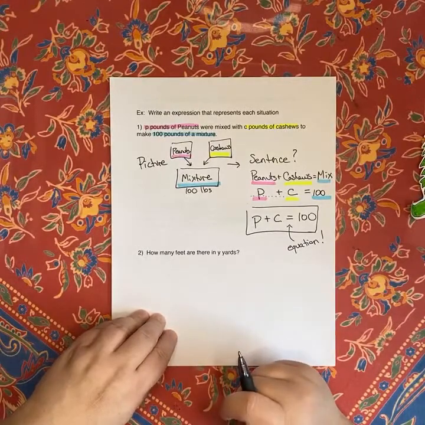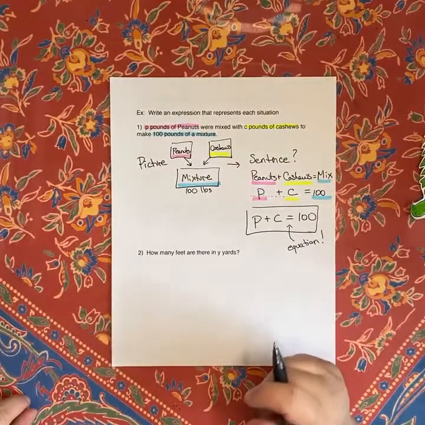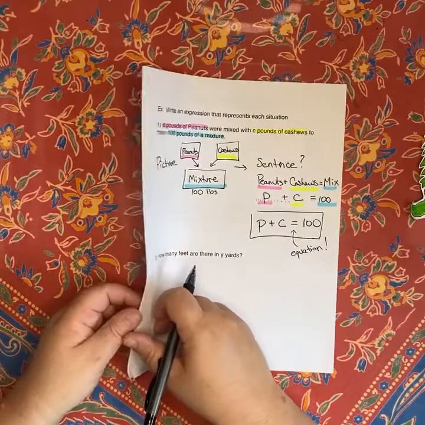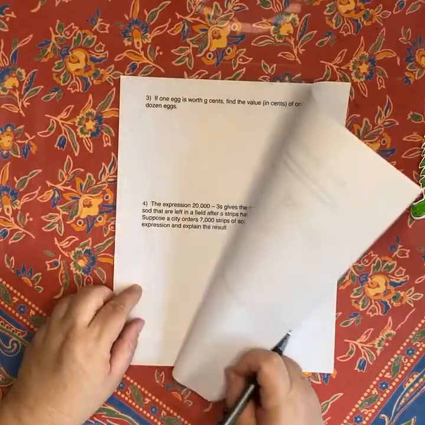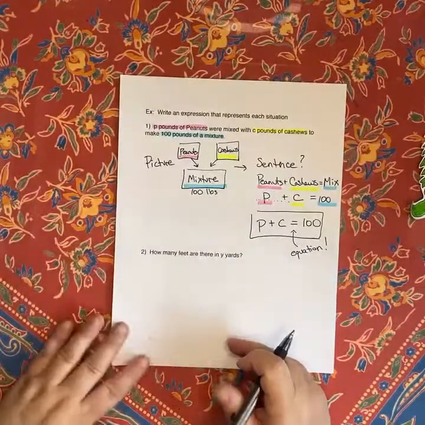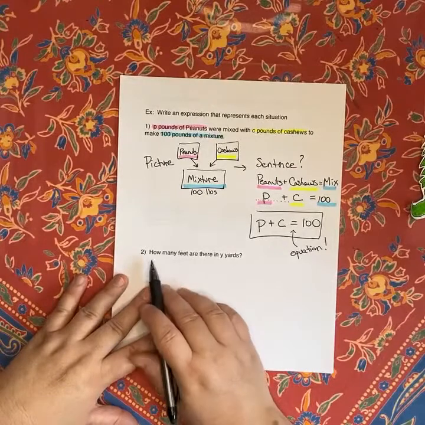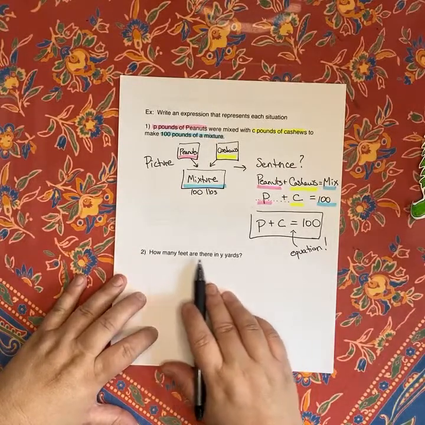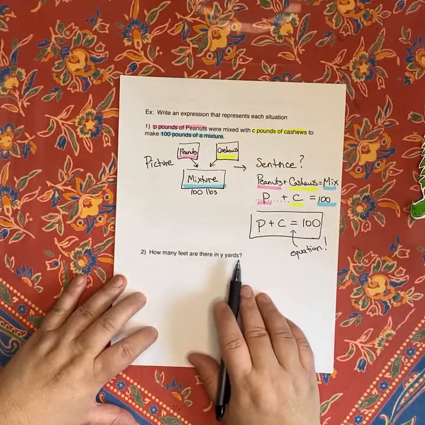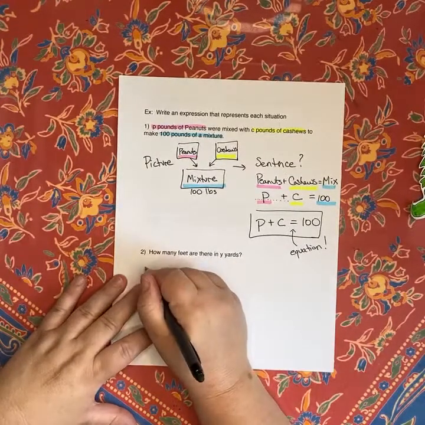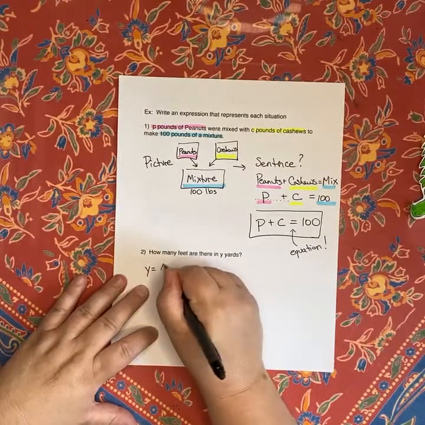That's very exciting. Okay, I want to do one more, and then because I think we're getting a little bit long. Let me peek ahead there. There are 2 more word problems. So yeah, I'm going to do one more, and then we'll do a new video after this. So number 2, how many feet are there in Y yards? How many feet? So let's see, Y is the number of yards.